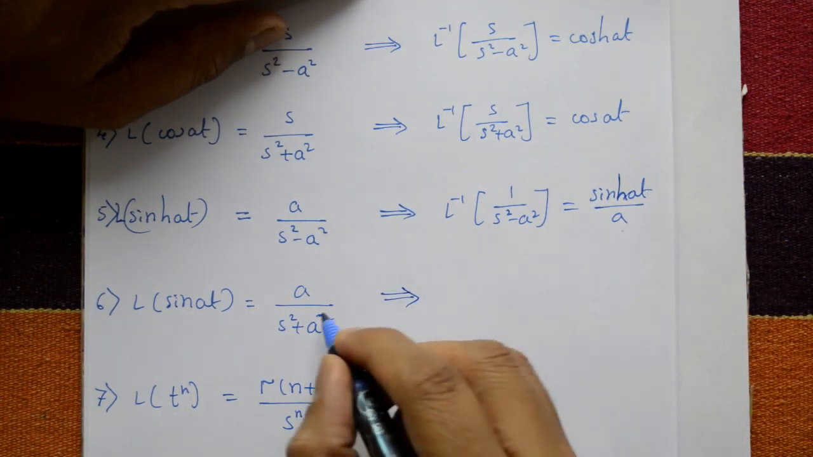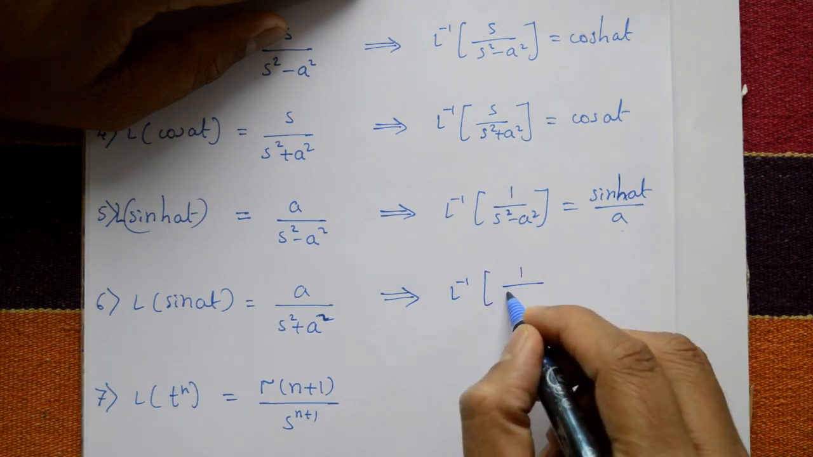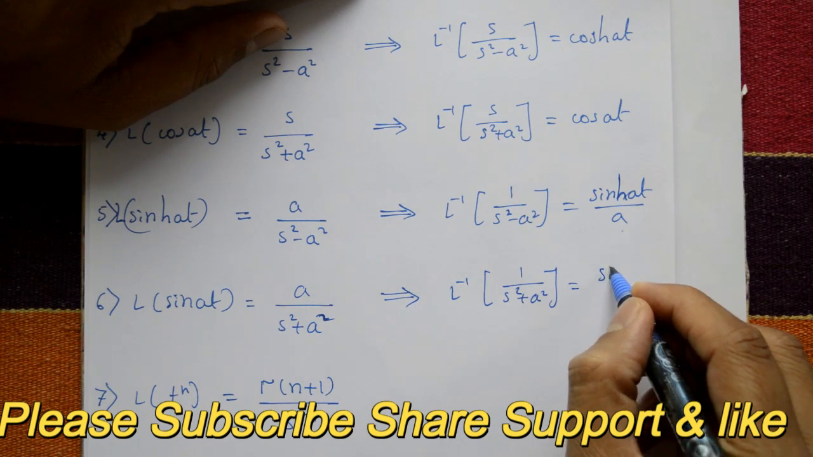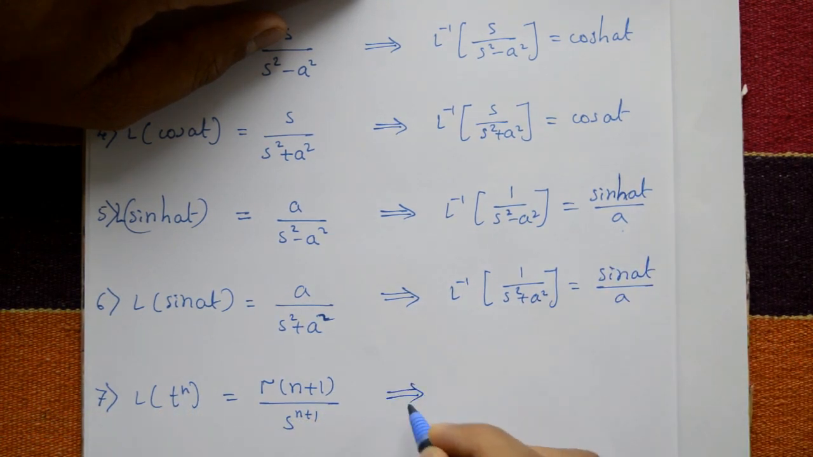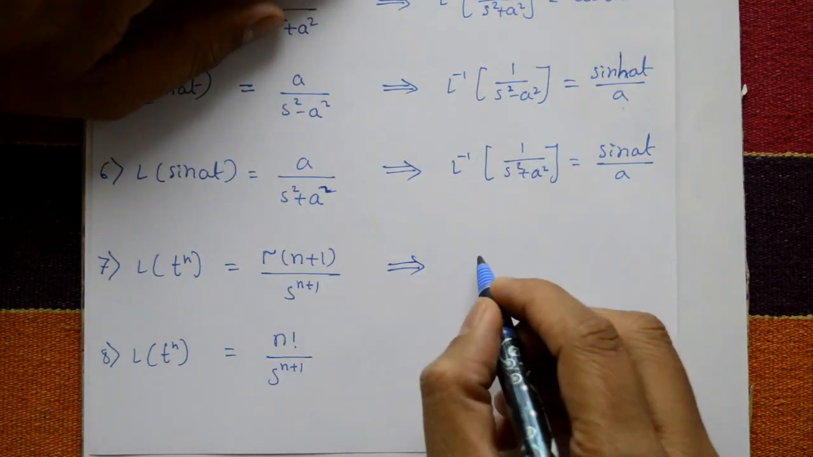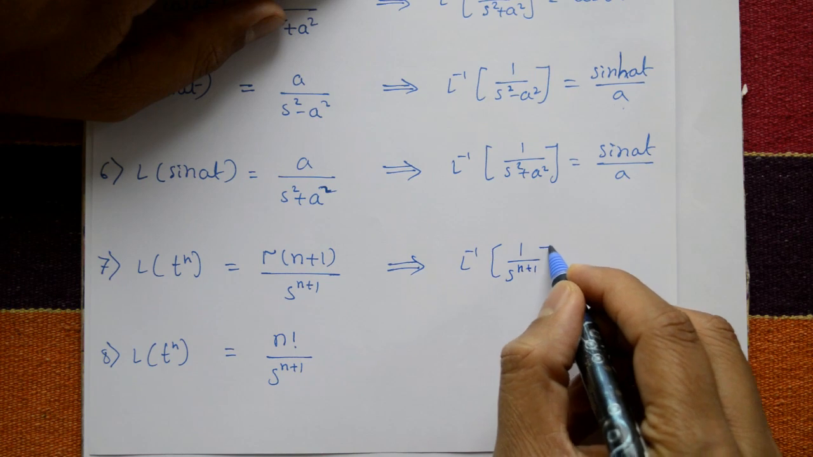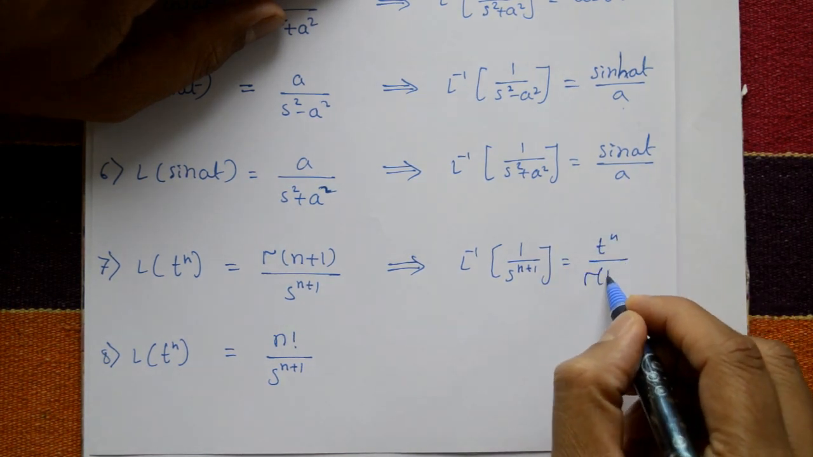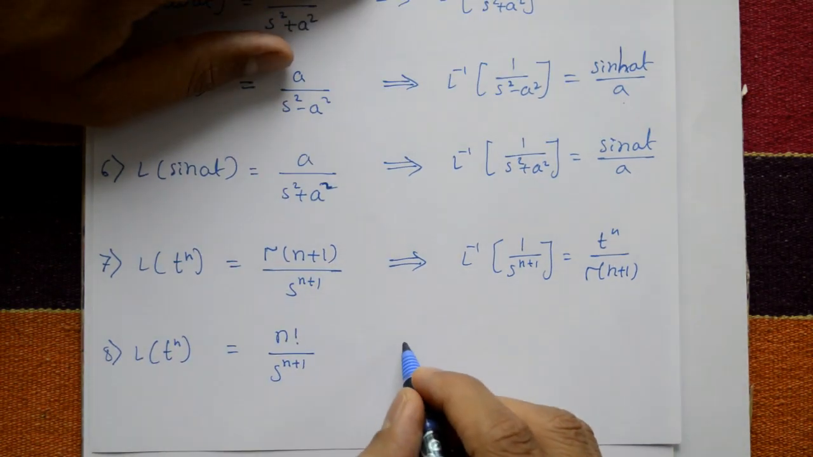Next is the inverse of 1 upon s square plus a square, which is equal to sin a t divided by a. Okay. Now seventh one, the inverse of 1 upon s plus 1 is equal to t raised to n upon gamma of n plus 1. Take the denominator part, cross multiplication.